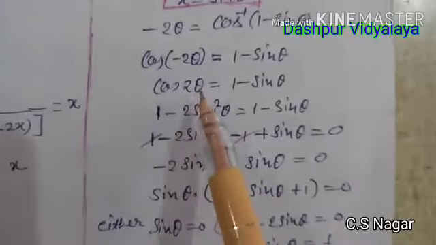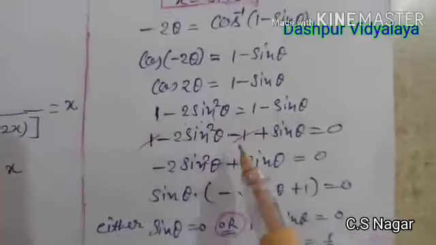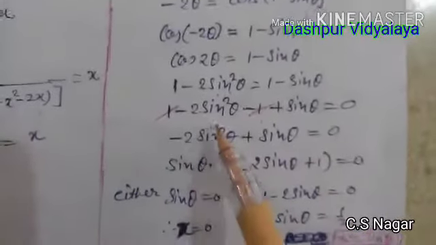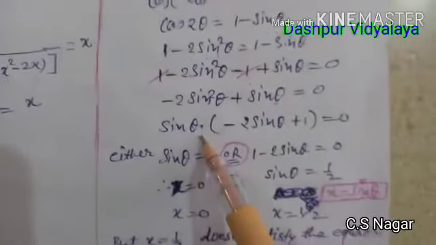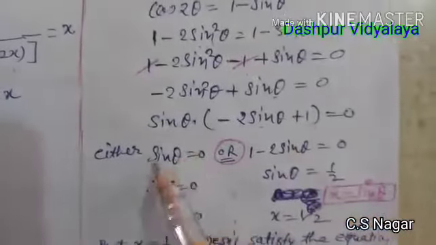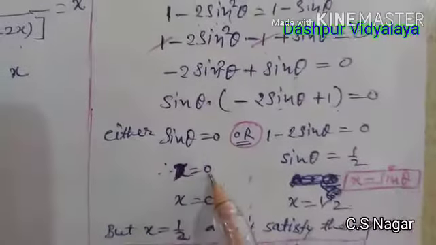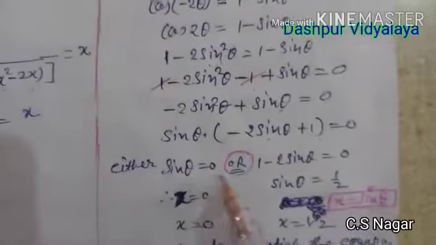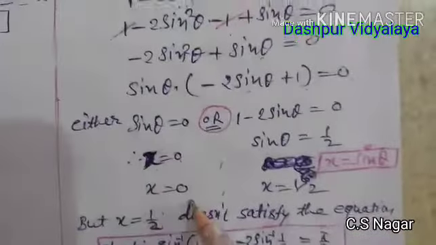Cos 2 theta, break into half angle in terms of sine, which is 1 minus 2 times sin square theta. Here 1 cancels out, and 1 minus sin theta transfers to the left side, so 1 cancels out. So minus 2 sin square theta plus sin theta remains. Sin theta is common, so minus 2 sin theta plus 1 remains, equal to 0. Either sin theta equals 0 or this bracket equals 0. If sin theta equals 0, then x equals 0, and sin theta is equal to x, so x equals 0. This is our first answer.